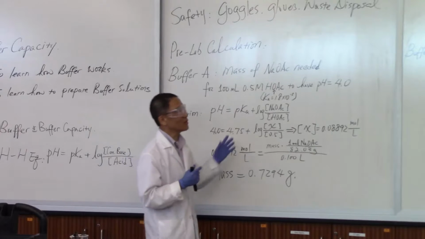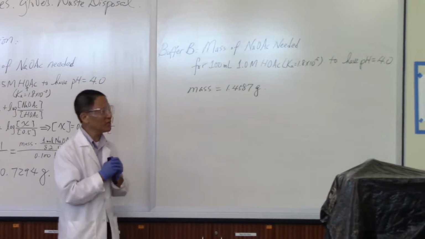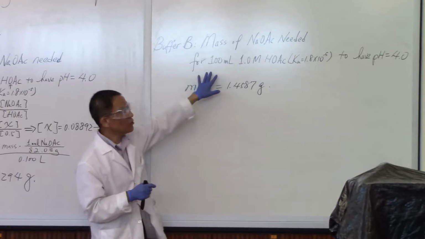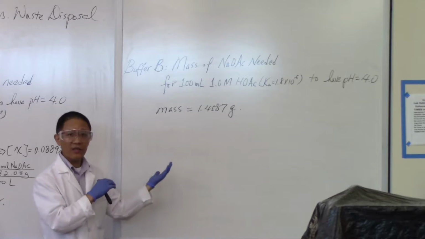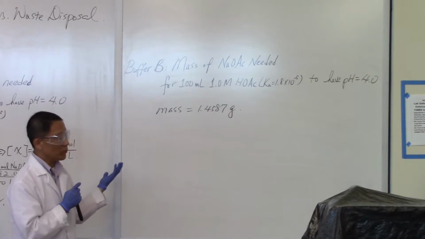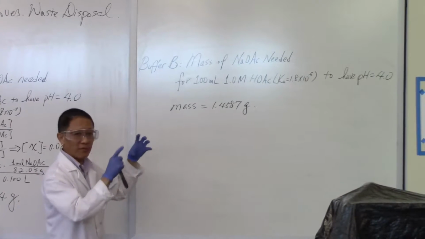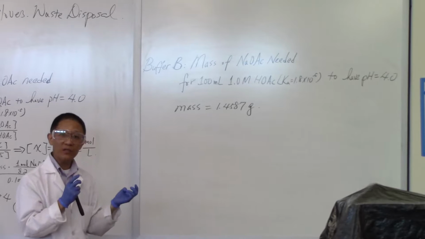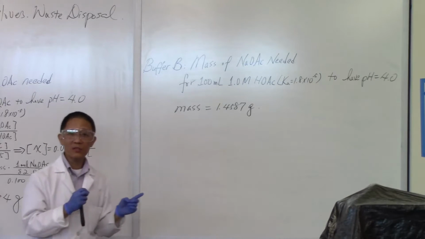Okay? So there's another part, the second part for the pre-lab calculation, and here we have a different situation. We give you 100 milliliter, 1.0 moles per liter acetic acid. Again, Ka, the ionization constant for the acetic acid, 1.8 times 10 to the negative 5. Now we want the buffer solution to have a pH of 4.0. So how many grams of sodium acetate do we need?